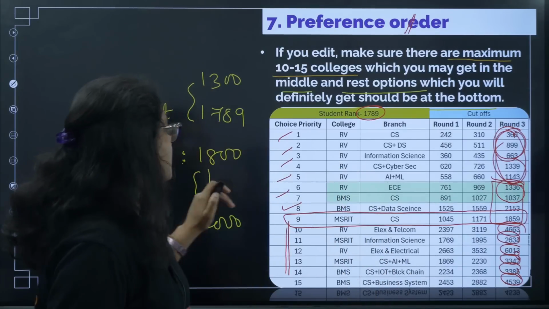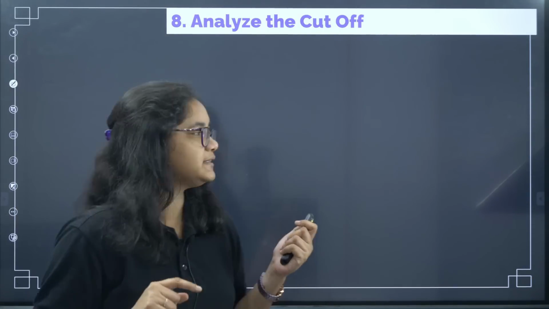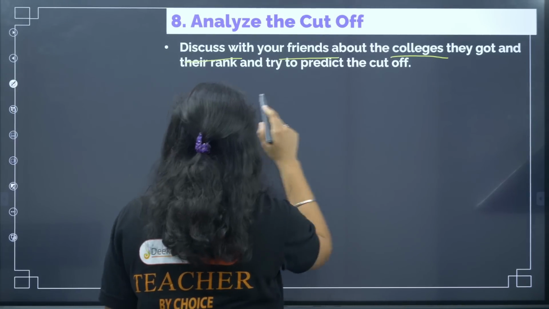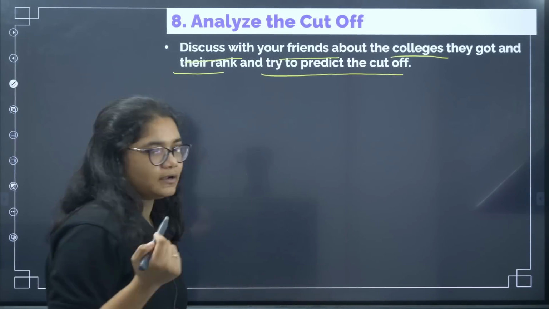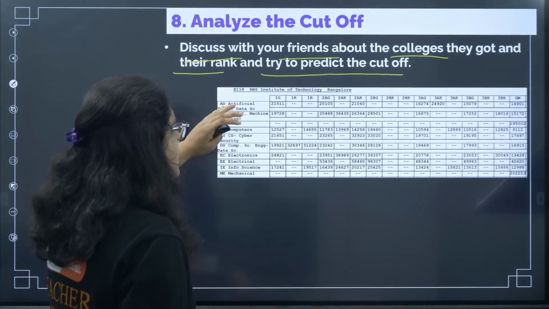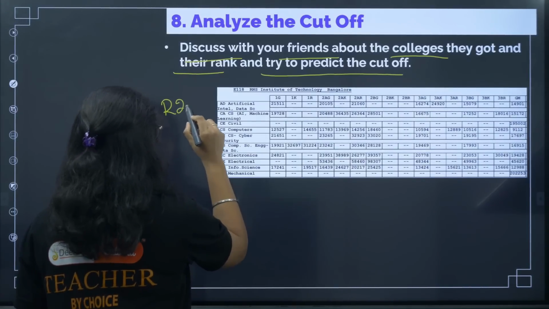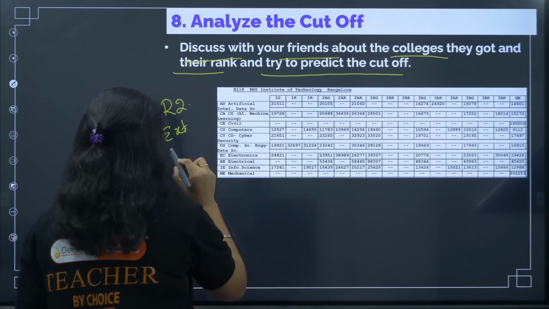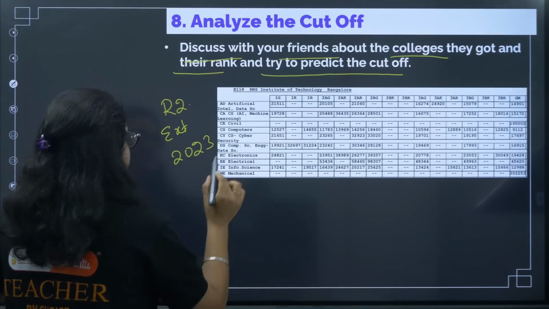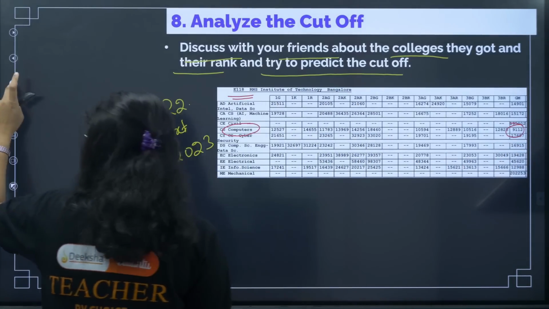Okay, now coming to the last point here, analyze the cutoff. This is very important. We'll tell one example also how to analyze. Discuss with your friends about the colleges they got and their rank and try to predict the cutoff. Okay, I'll tell one example. This is the cutoff for RNS Institute of Technology, round 2 extended cutoff for 2023. In RNS Institute, in Computer Science, the cutoff was around 9112.